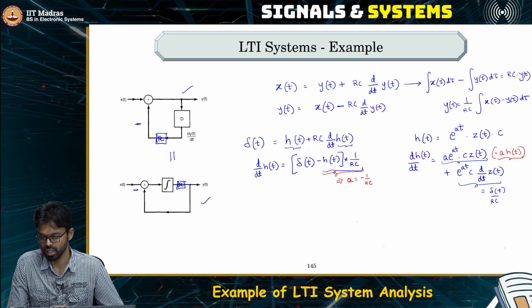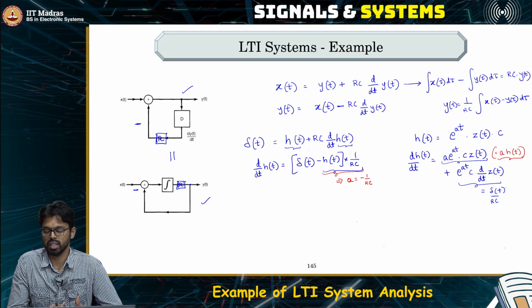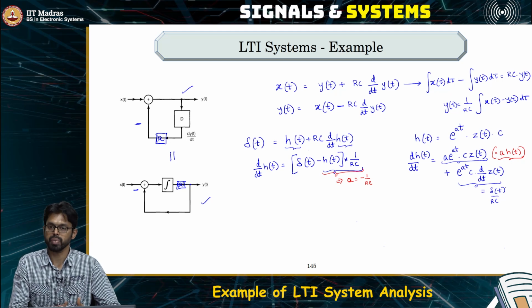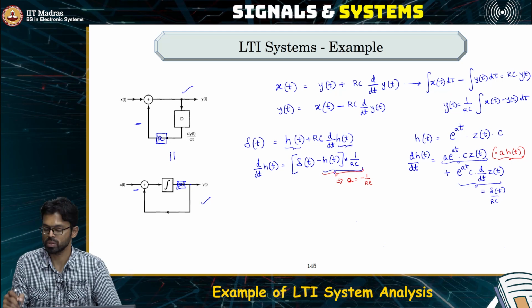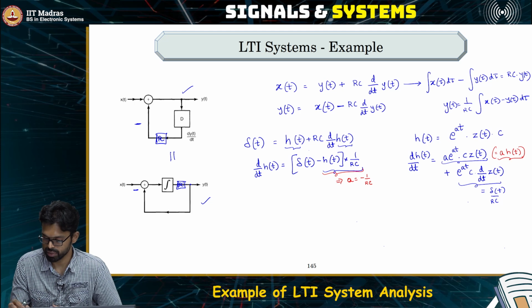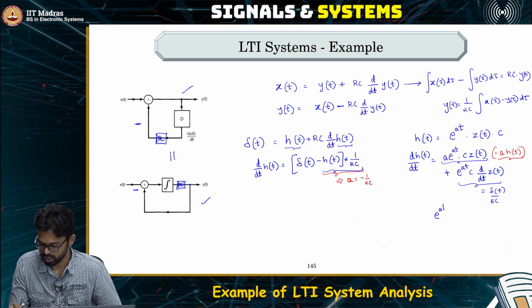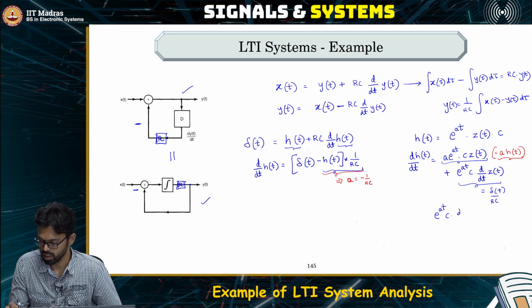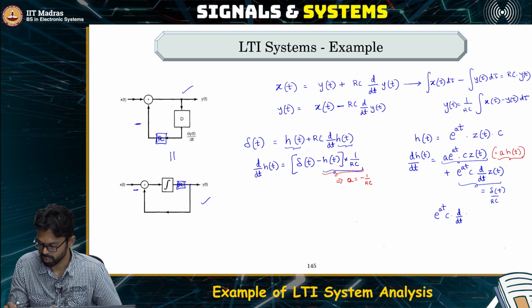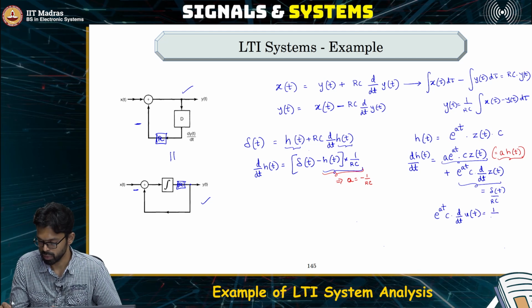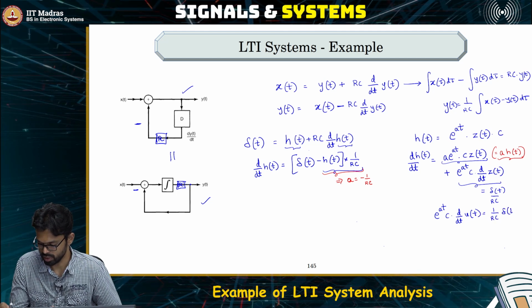So which means we know that the signal that we are looking for is a step function, because the derivative of the step function is the delta function. So how do we find the signal z of t? We have e^(t/RC) times d/dt of u(t) is equal to (1/RC) delta(t).